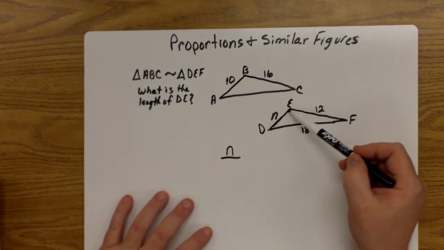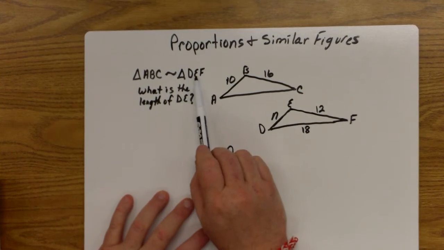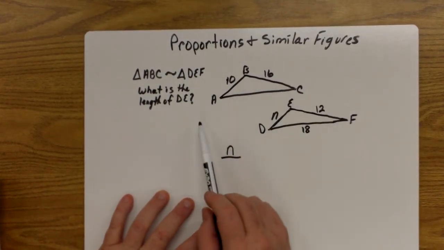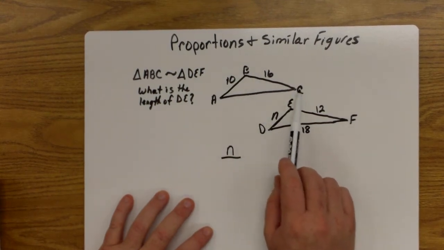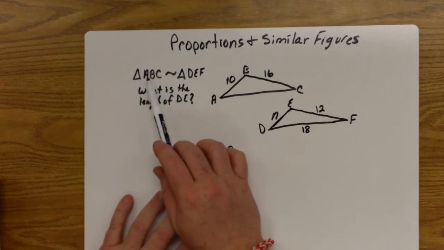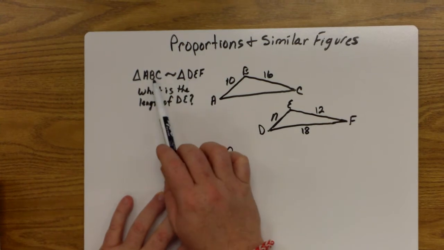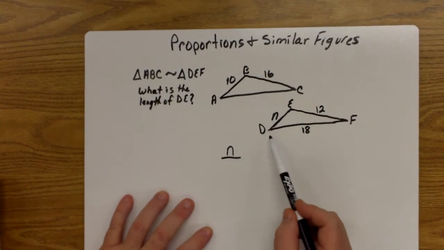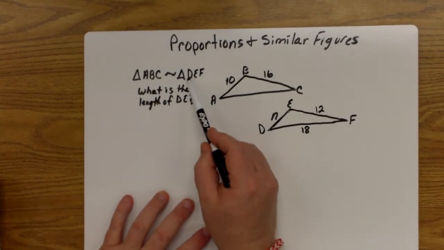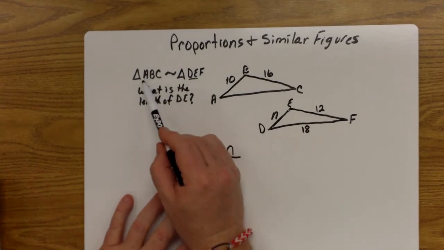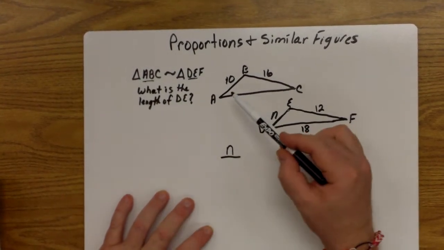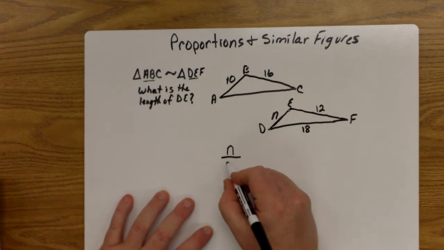and ask myself, DE, which is here, which side does it correspond to in the other triangle? Well, sometimes you can tell just by looking at the triangle. However, you can always tell just by looking back at the similarity declaration. So DE is here, and that would match side AB, which is 10.